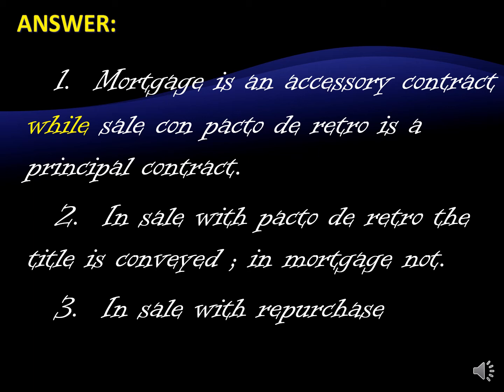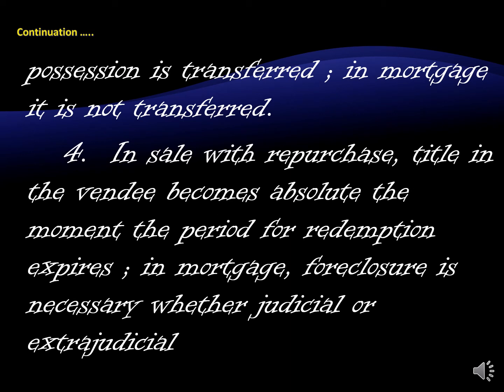Number two, in sale with pacto de retro, the title is conveyed, in mortgage not. In sale, possession is transferred. In mortgage, it is not transferred. In sale with repurchase, title in the vendor becomes absolute the moment the period for redemption expires; semicolon. In mortgage, foreclosure is necessary, whether judicial or extrajudicial. You would notice then that the semicolon is drowned because the distinctions are very long.